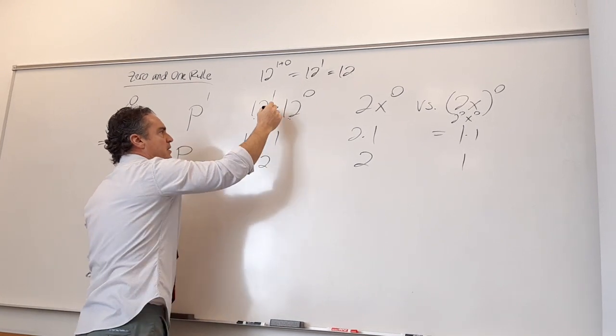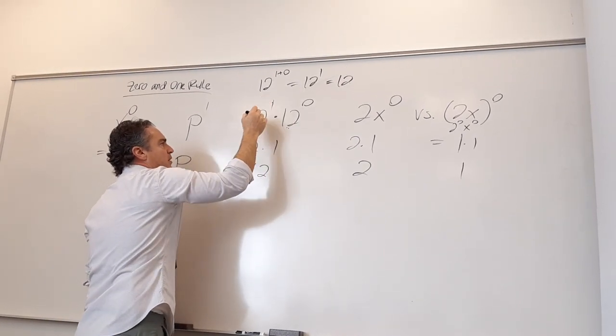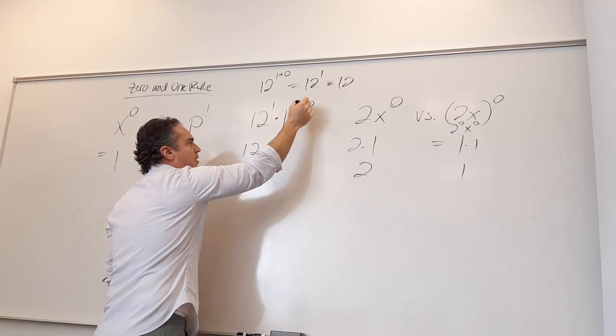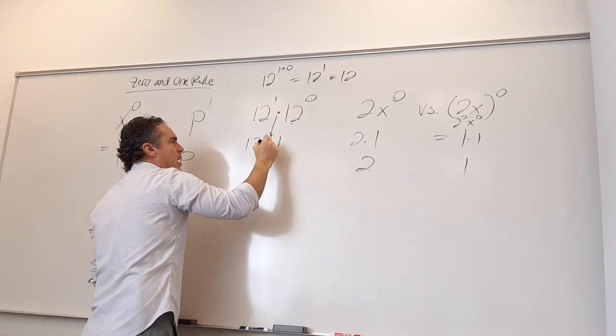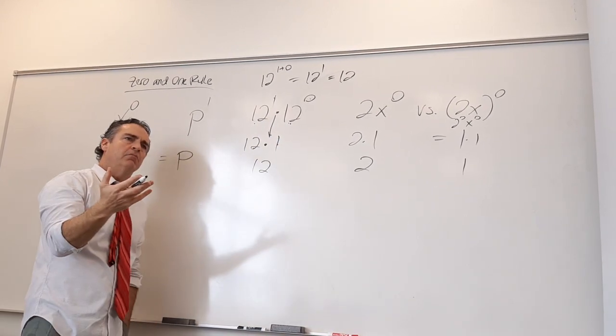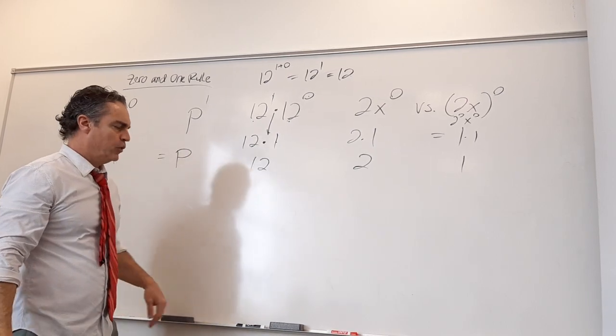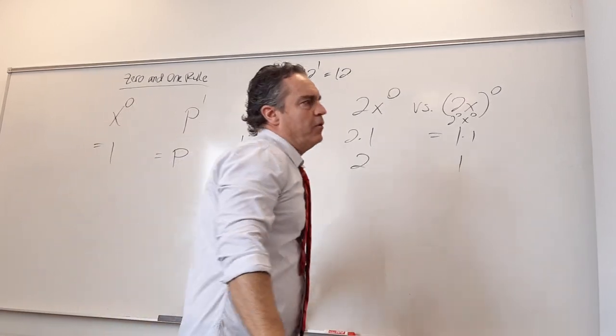But what I'm telling you is, take each one. 12 to the 1 is 12. 12 to the 0 is 1. The times comes down, 12 times 1 makes 12. Does that help? Okay, cool. Good questions. Okay, let's go to the next board.